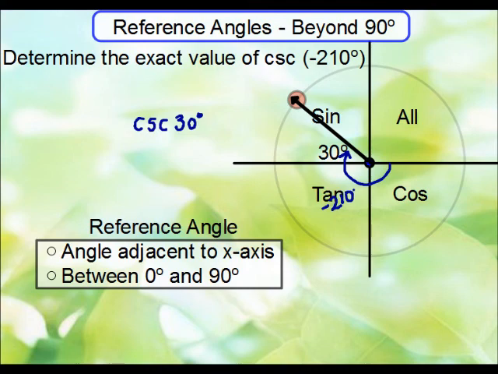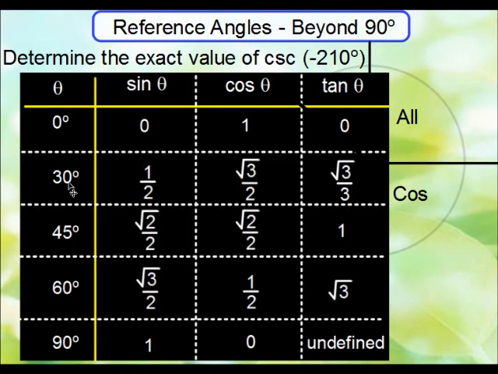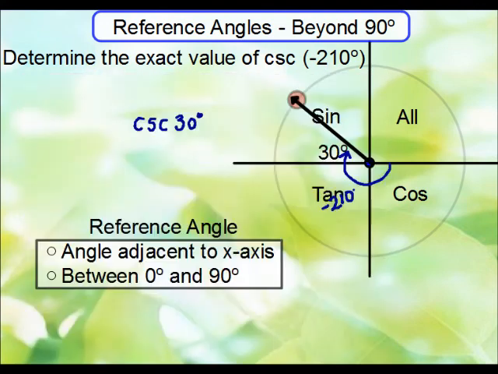So now let's go have a look at that table. At 30 degrees, the sine is 1/2. So if we were asked for the sine, 1/2 would be our answer. But since it's the cosecant, all we need really is the reciprocal of 1/2. That means our answer is 2.